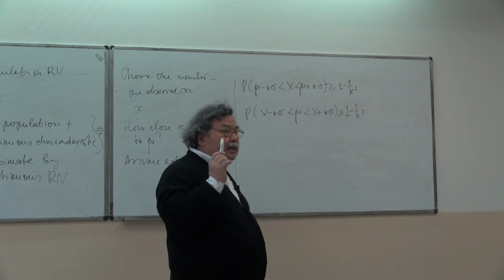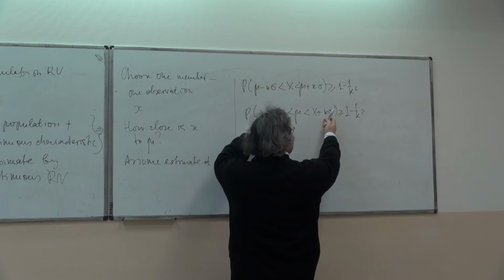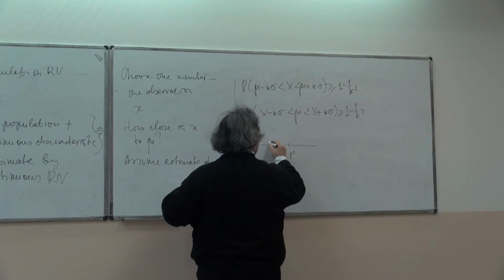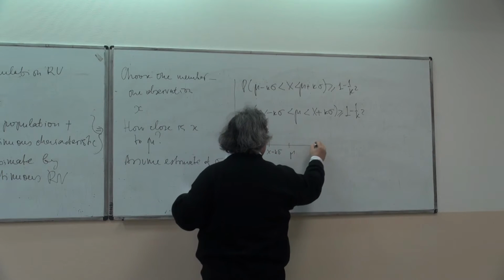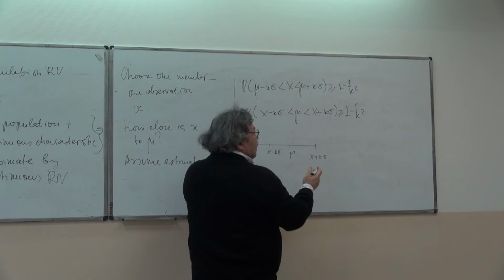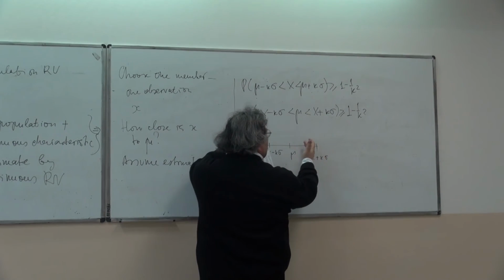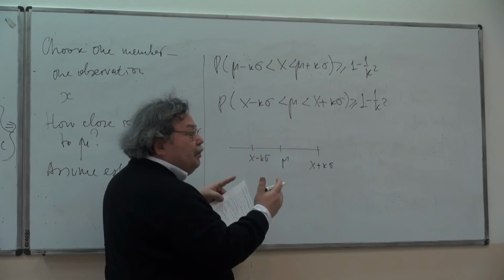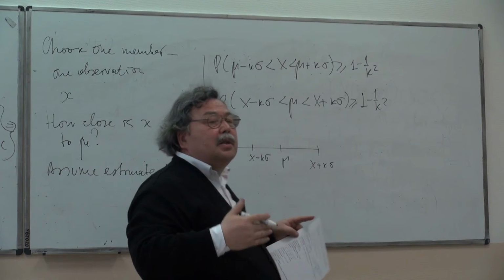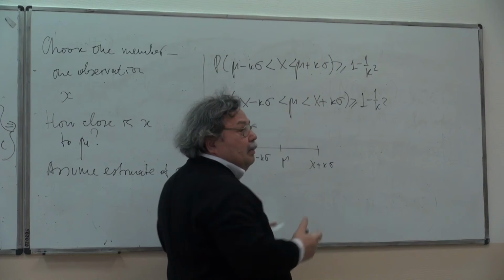Now, what is random here is not mu, but the interval itself. Okay, this is mu. This is x minus k sigma, and this is x plus k sigma. Performing a random choice, we get this interval that can be shifted with respect to mu to the right or to the left. And each time we make this random choice, we obtain this random interval.